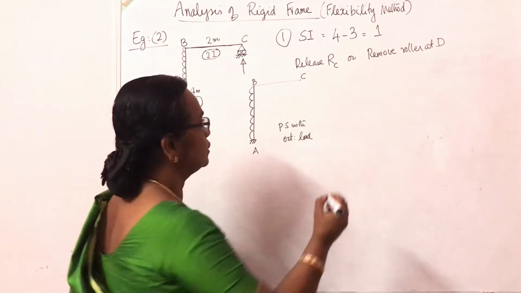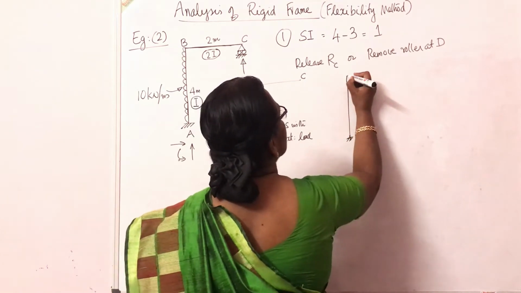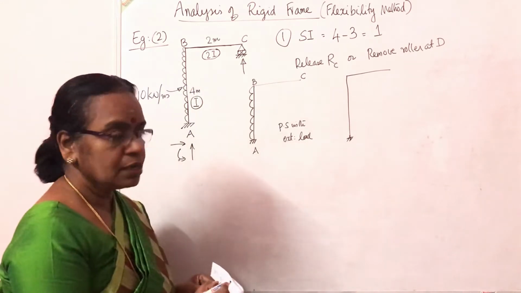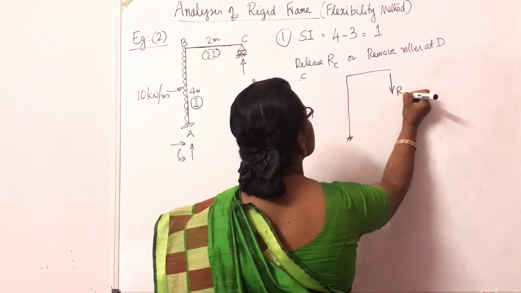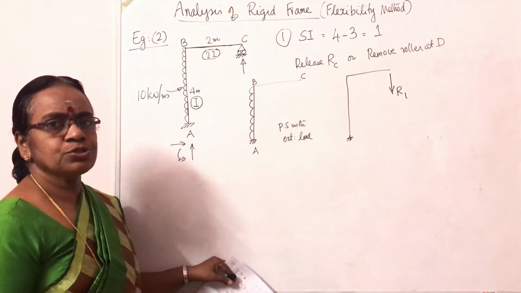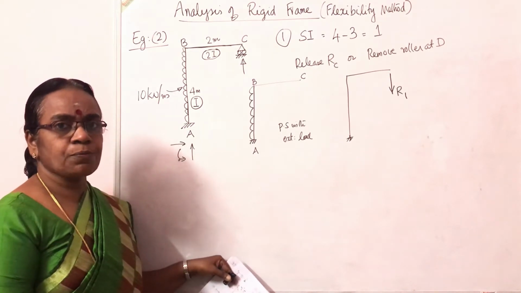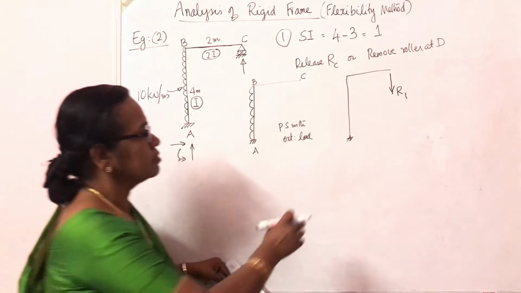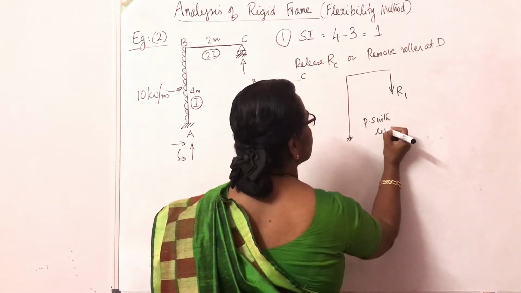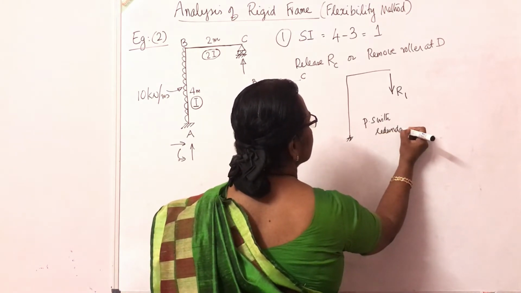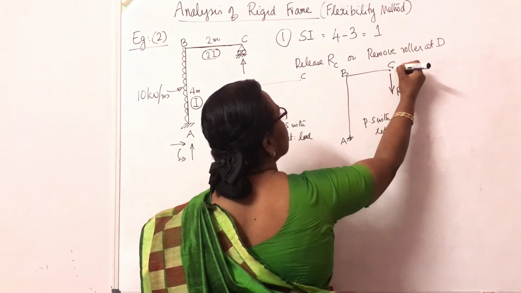And I have to mark the redundant. So this is the primary structure. Redundant is the reaction at C. I am going to mark the reaction at C downwards. Doesn't matter if you mark it upward. I am going to assume it as a downward reaction. Let us see if we get the result as negative, it is opposite. So this is the primary structure with redundant, A, B, C. So the point C.